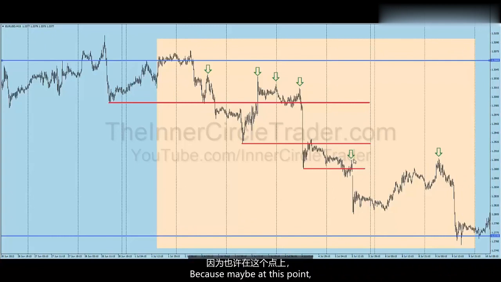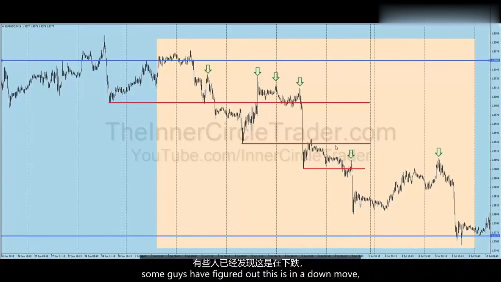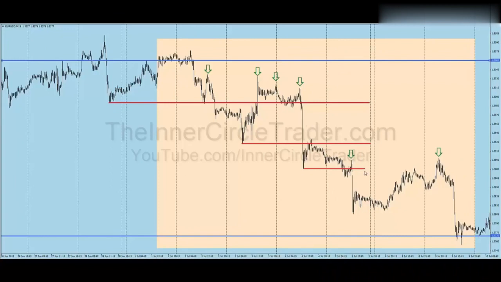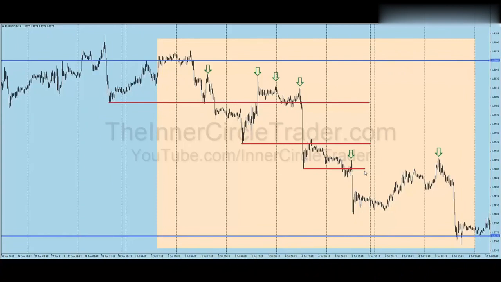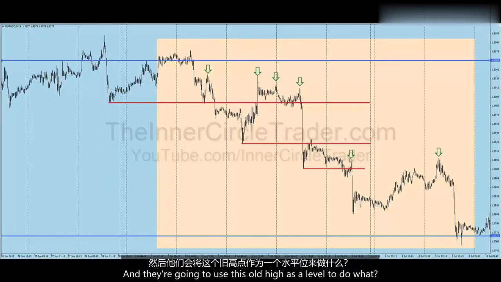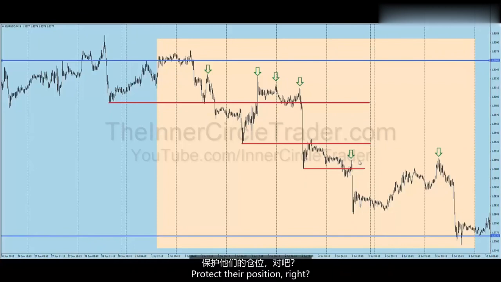Why? Because maybe at this point, some guys have figured out this is in a down move, so they're going to be selling. Those guys sometimes in the street get it right. But do you think the elephant really wants them in the pool with them? No. So what's going to happen? Well, they're going to be short, and they're going to use this old high as a level to do what? Protect their position, right?